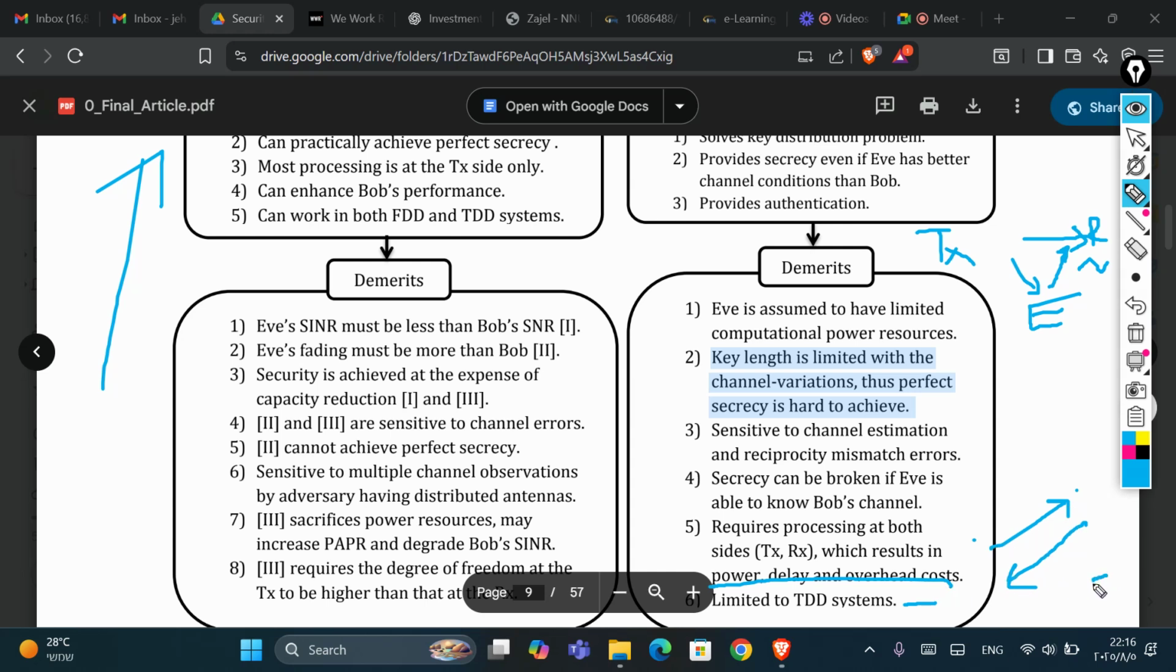But in an FDD system, frequency division duplex system, the channel in the uplink will use one frequency, and the channel in the downlink will use another frequency, and therefore they will have a mismatch, and they cannot extract the same random bits that can be used as a common shared key between the transmitter and receiver. So these are the overall disadvantages and demerits related to the complexity or key-based approach.